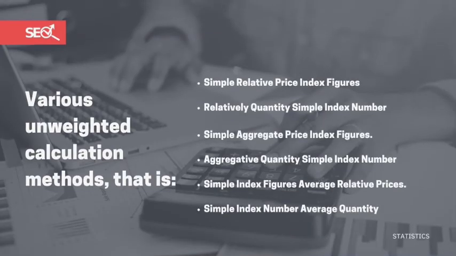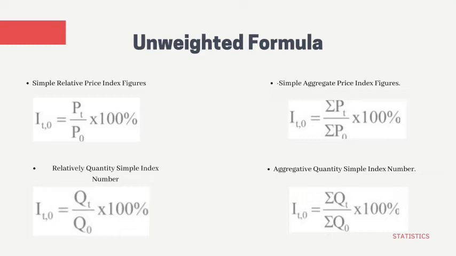On the next, we have various unweighted calculation methods. That is, first, simple relative price index figures. Second is relative quantity simple index number. Third, simple aggregate price index figures. Fourth, aggregative quantity simple index numbers. Fifth, simple index figures average relative prices. And the last is simple index number average quantity. On to the next, we have the unweighted index formula.